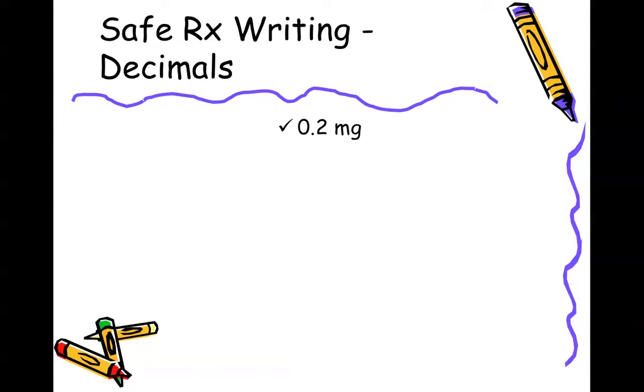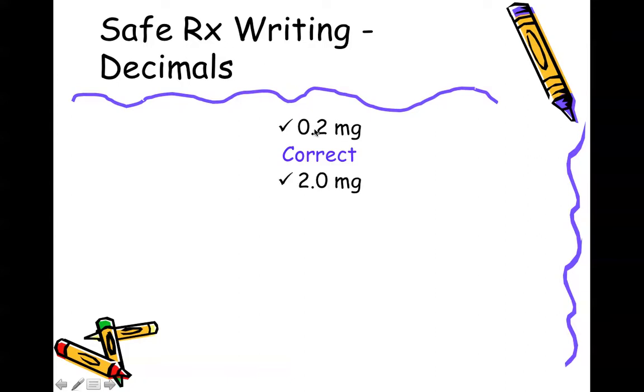Along those lines, this is a little test. Is that a correct way, do you think, to write 0.2 milligrams, if 0.2 milligrams is your dose of a certain medication? And the answer is that it is a correct way to write 0.2. You always want to put a preceding zero when you are writing a medication dosage, to highlight the fact that there is a decimal point there.